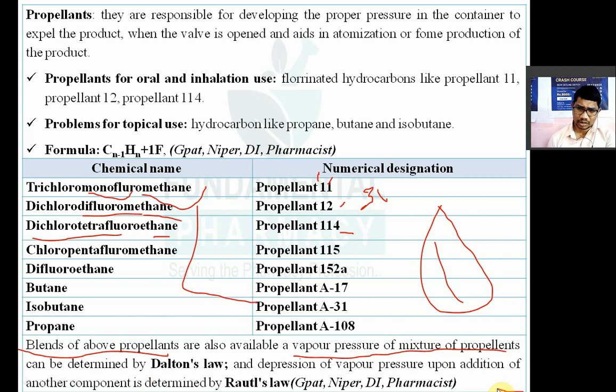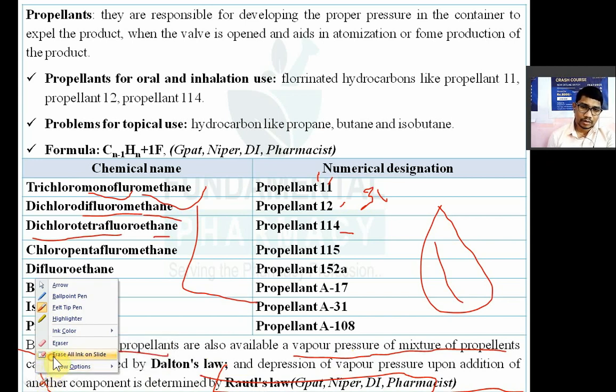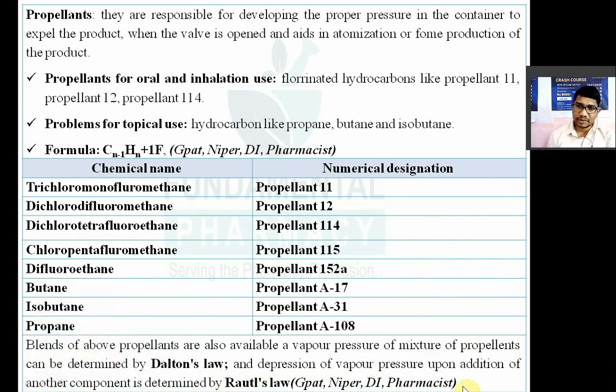Raoult's law states that the decrease in the vapor pressure of a liquid upon addition of a third substance, that is a solid, depends on the mole fraction of that solute. That is Raoult's law. So Raoult's law is different. Dalton's law is different. You have to understand.